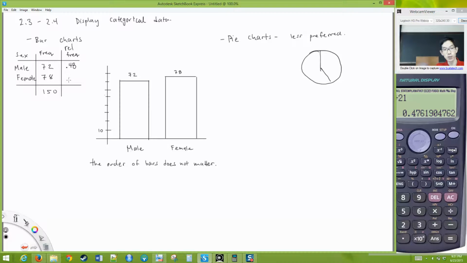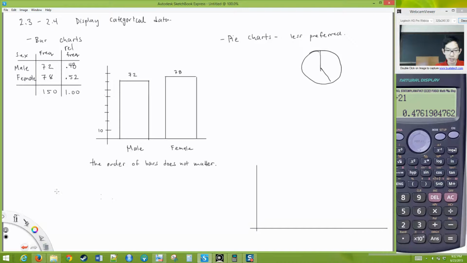0.48. And for female, you do 78 divided by 150, and you get 0.52. Okay? So the relative frequency will always add up to 1 or 100%, and all you do is you're just turning the counts into percentages or proportions. Is that cool? Okay. And so you can imagine doing the same kind of thing, but maybe you have more categories, right?